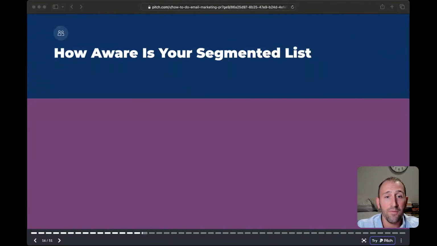Once you have an idea of what persona you want to email, the next step is understanding how aware your segmented list is. This typically aligns with the buyer's journey, but this is a unique thought process that allows you to think about the journey in a whole different way. Problem awareness is broken down into 5 stages, from being completely oblivious to knowing who you are and what you have to offer, but not being ready to buy.